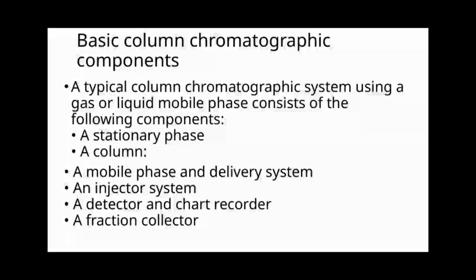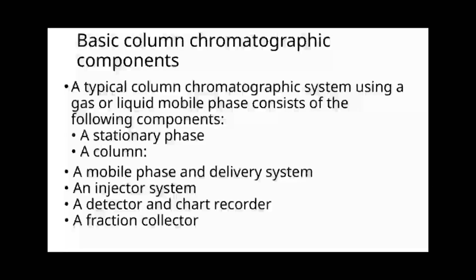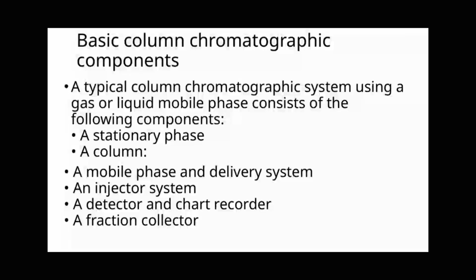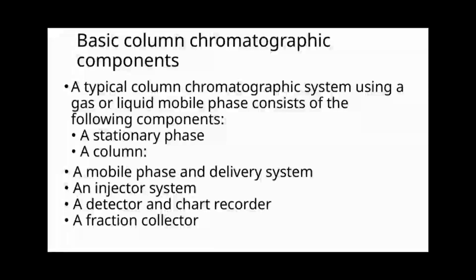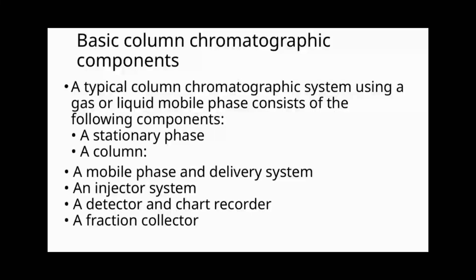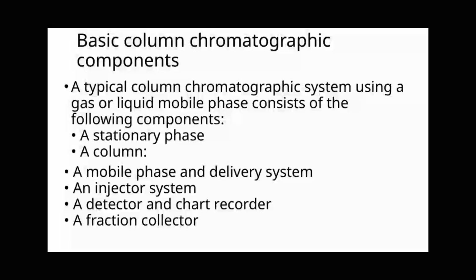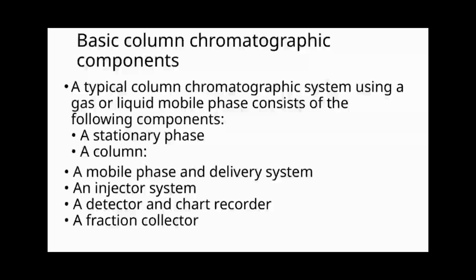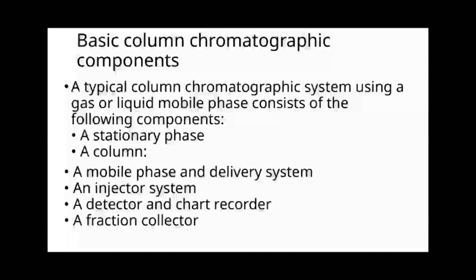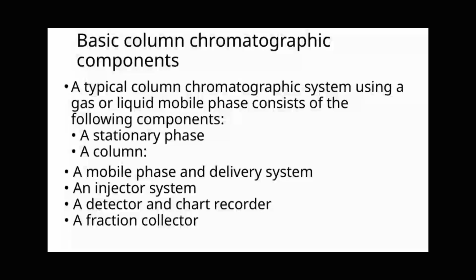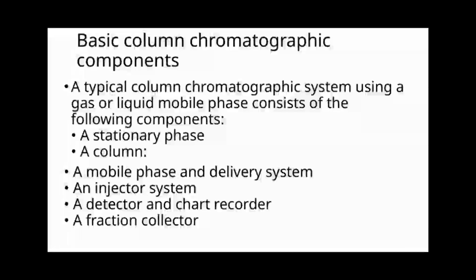First, we have the stationary phase, which is the material packed inside the column. This is crucial because it interacts with the sample components, helping to separate them based on their different affinities. Next, there's the column itself, which serves as the vessel holding the stationary phase. The design and length of the column can significantly influence the separation efficiency. Moving on, we have the mobile phase and its delivery system. The mobile phase flows through the column, carrying the sample with it, and its composition and flow rate are vital parameters for successful separation.